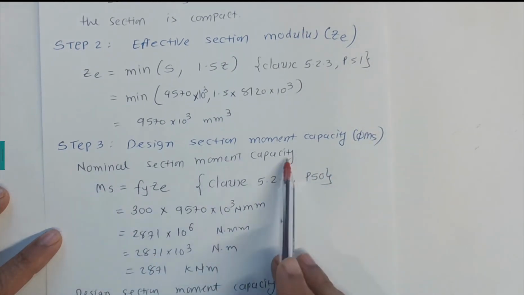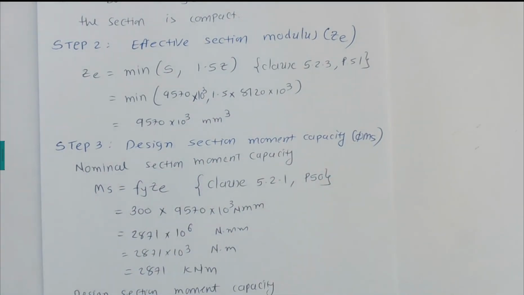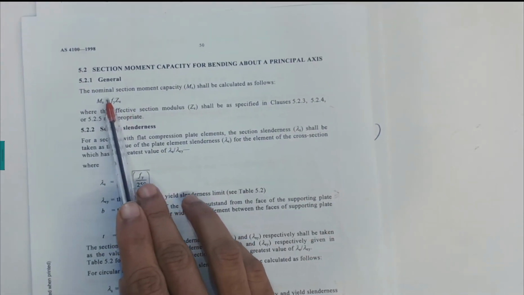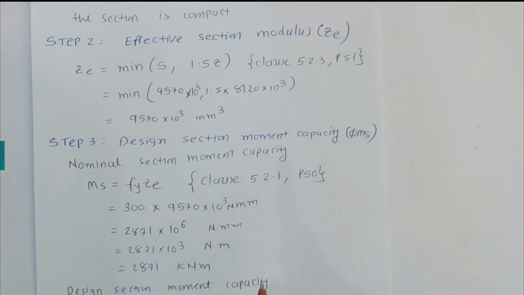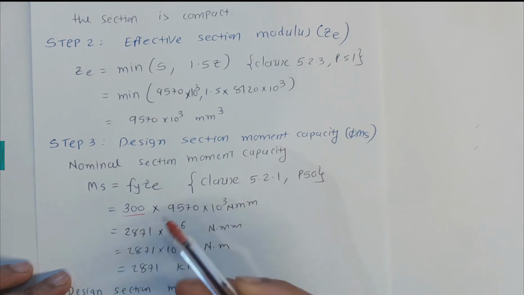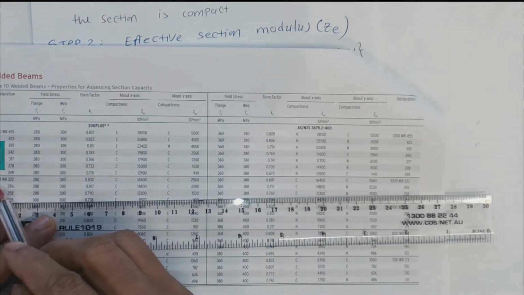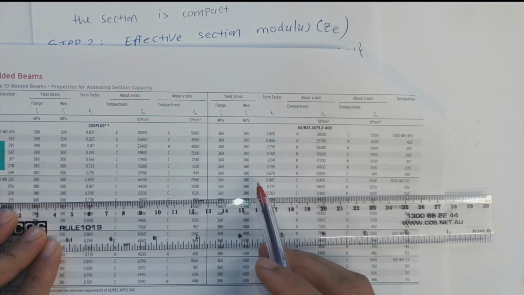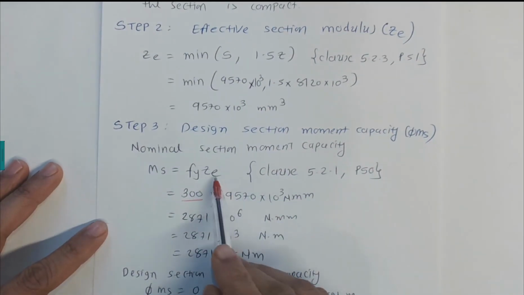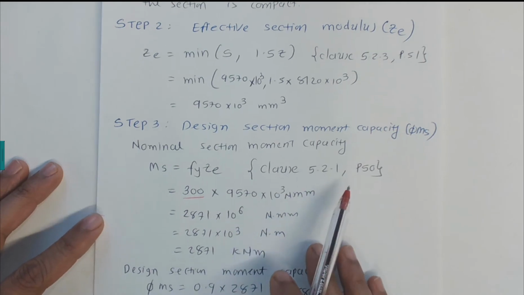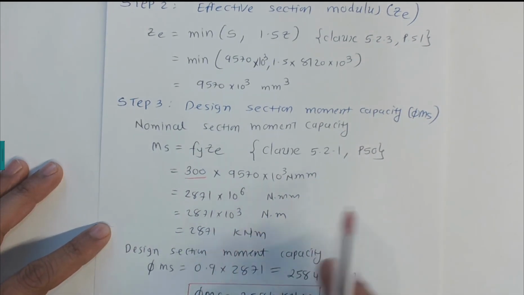We have a nominal section moment capacity Ms, that is taken from clause 5.2.1 on page number 50. The nominal section moment capacity is Fy times Ze. Here the Fy value is 300 for both cases, as I can show in the Australian standard, for the 1000 WB 250 we have 300 for both cases. So that's 300 times Ze, 9570 times 10 to the 3, which gives us Newton millimeters. So 2871 times 10 to the power 6 Newton millimeters, divide by 1000 for Newton meters, divide by 1000 again for kilonewton meters.